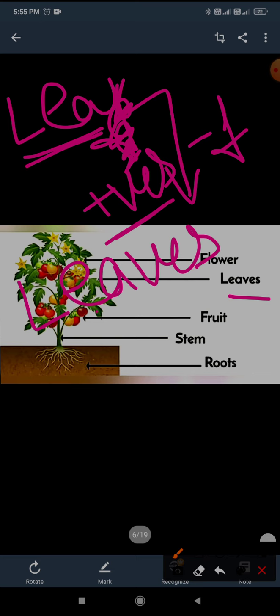Okay, the third is fruit. You can see the colorful part of the plant. This is of yellow and red color. You can see here what it is. Fruit. And this is the part which is joined from the root, that is not visible. It is stem. And the last part, which is not visible to us, that we can't see, is called root. So these are all the 5 parts of a plant.